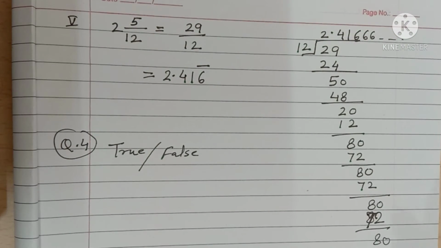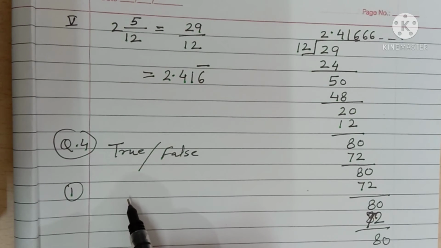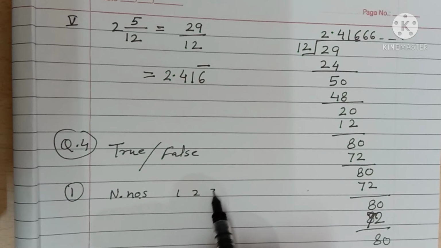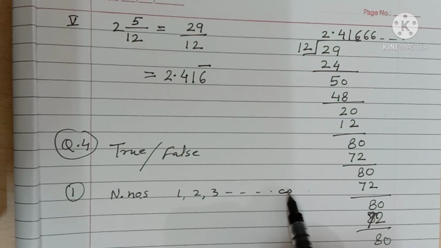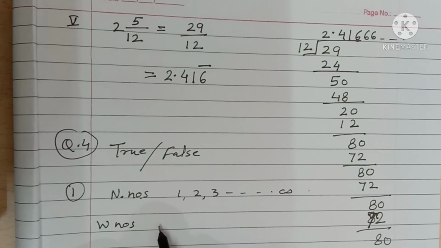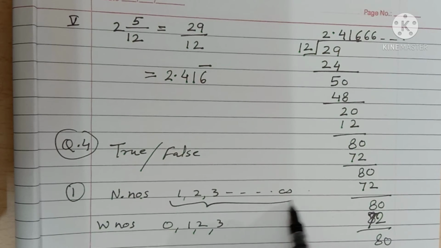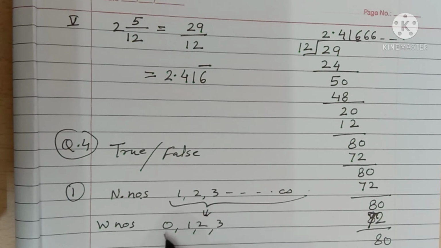Now the first part is: every natural number is a whole number. Natural numbers are 1, 2, 3 and so on up to infinity. So here every natural number is a whole number, and whole numbers are starting from 0, 1, 2, 3. So you are watching this, all the natural numbers come in whole numbers, and so we can say every natural number is a whole number. So this is true. The first part is true.